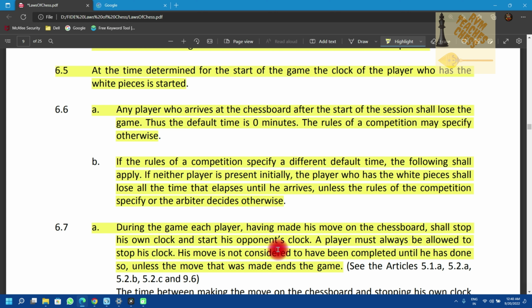So say that after 10 minutes you arrive and you still have 15 minutes left, then you can continue playing the game. You can start the game and continue playing, but you will be playing with only 15 minutes left on your clock. You cannot get the 10 minutes which you have lost.